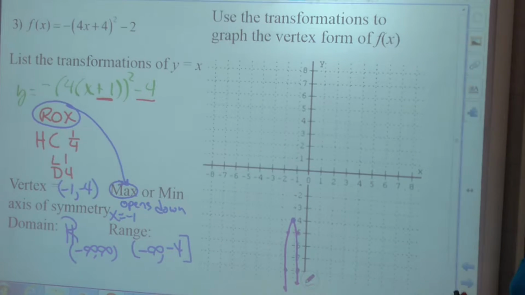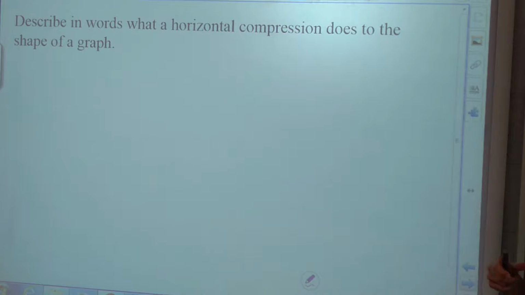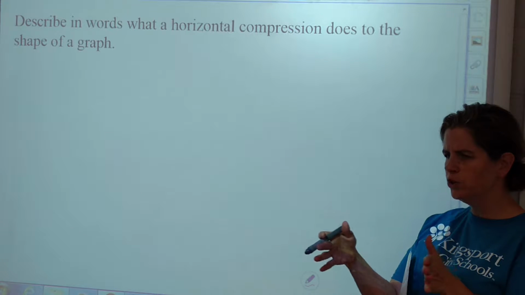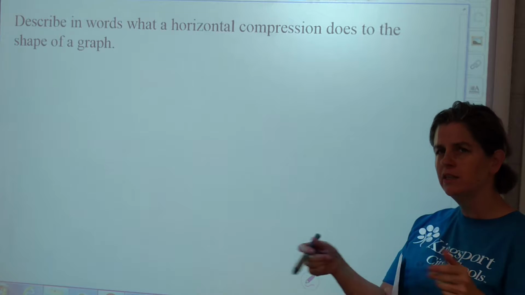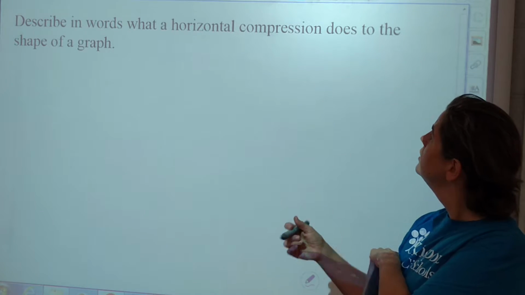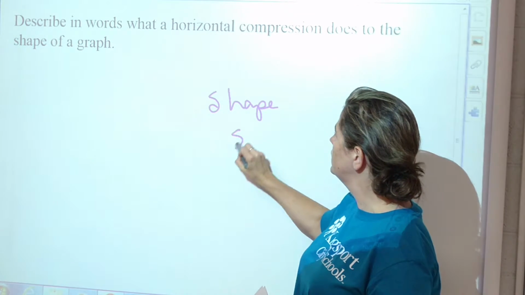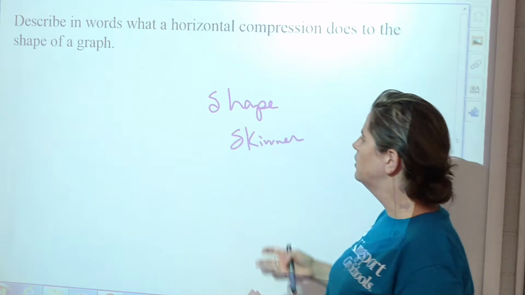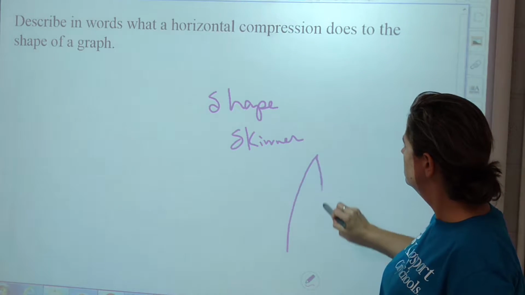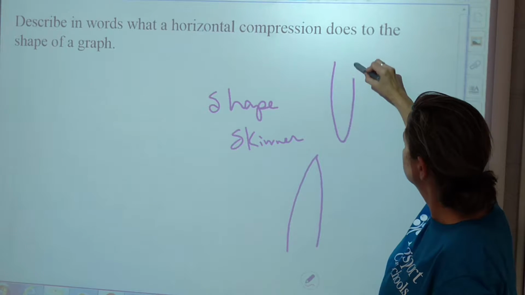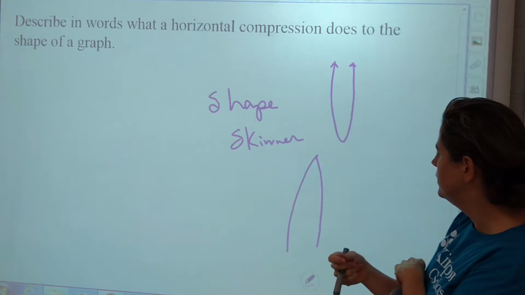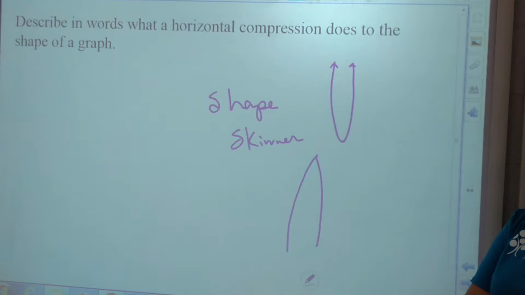So the next question at the bottom of your page, you're asked to describe in words what a horizontal compression looks like. And a horizontal compression is actually going to push those sides of the parabola in, compress it on the left and right side. So it is going to make the shape much skinnier, if you will. It's going to look something like that, or like that. It's going to push those sides in. Hopefully you recognize that that's similar to another transformation we know, a vertical compression. There's a relationship there.